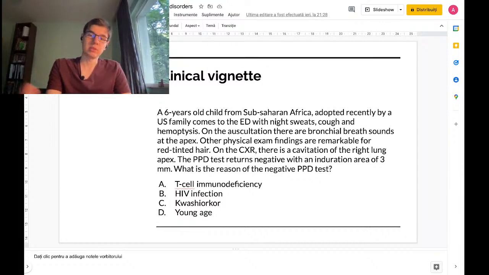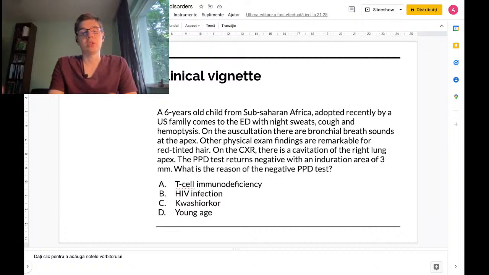The PPD returns negative with an induration area of 3 millimeters. What is the reason for the negative PPD test? We have a T-cell immunodeficiency, we have an HIV infection, the patient has kwashiorkor, or the patient is too young and therefore his immune system is not developed enough.